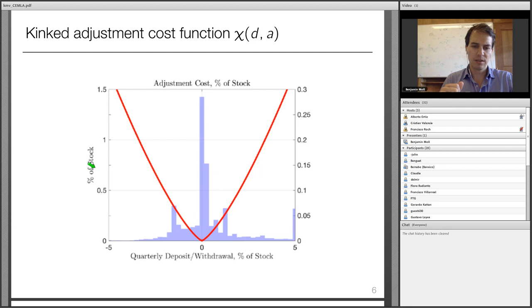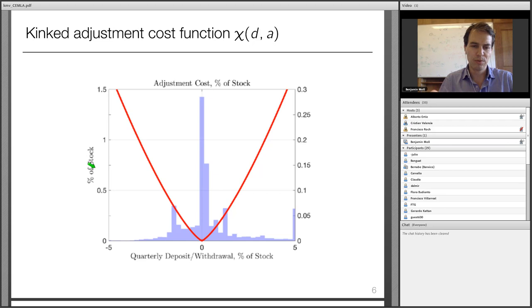The main thing that does is generate some inaction. There are going to be some people for whom their portfolio is not too out of whack, and they're just going to decide to neither deposit nor withdraw. Indeed, the blue histogram here in the back is the histogram of deposits and withdrawals in the stationary distribution from our numerical calibration later. You can see there's a big spike at zero, and that's exactly the distribution of deposits or withdrawals. Between 25% and 30% of people don't deposit or withdraw at a given point in time.